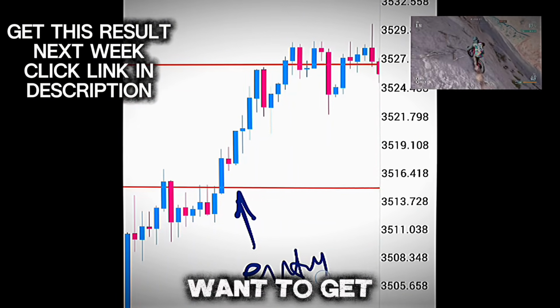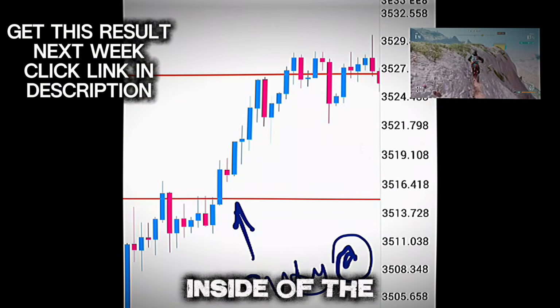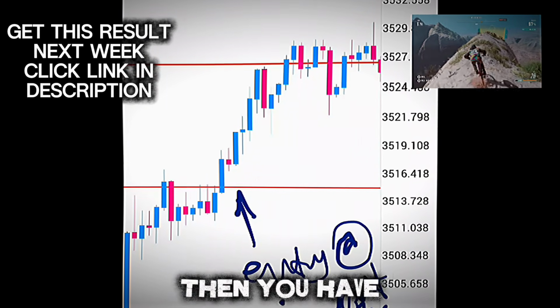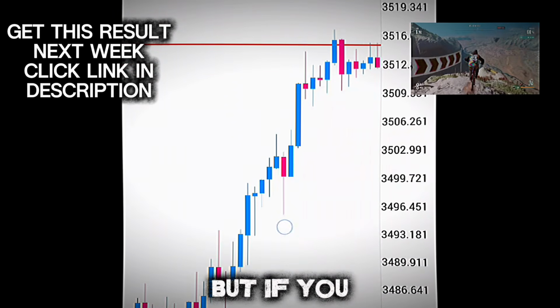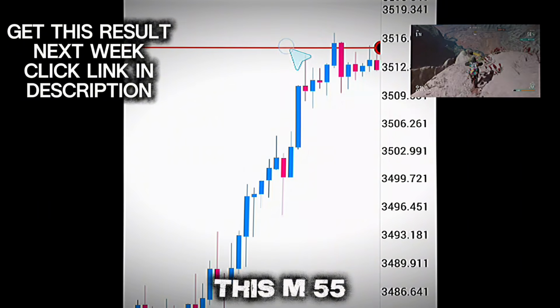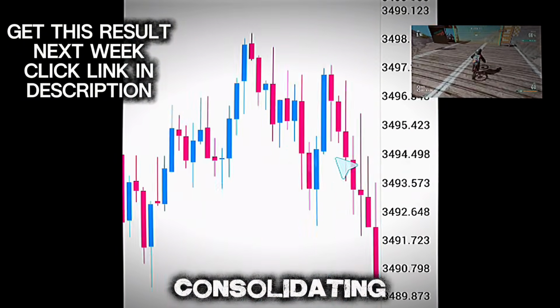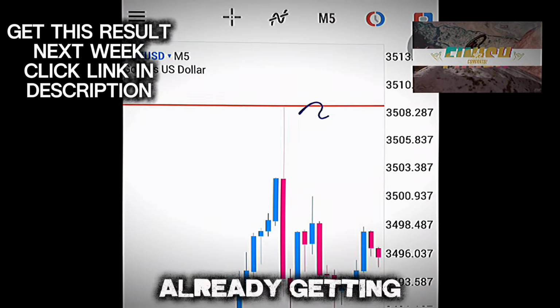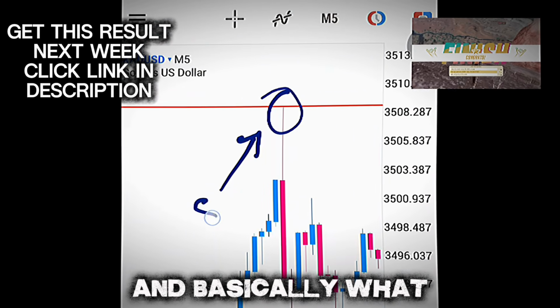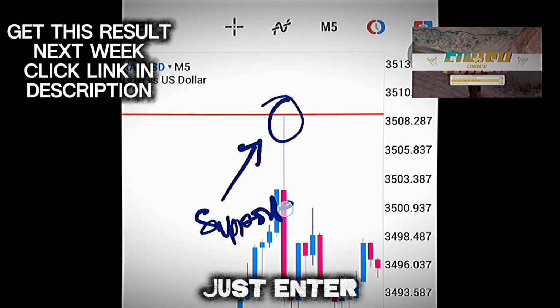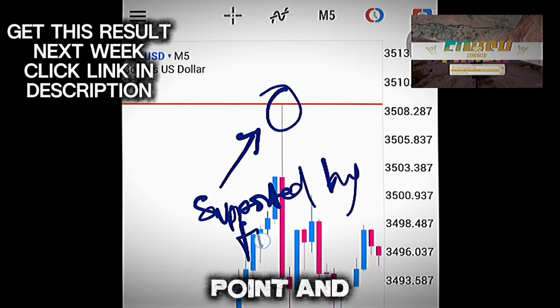But if you want to get entries inside of the consolidation, then you have to go to lower time frame. But if you are good with this 5-minute entry, you can just enter at that breakout there. When price is consolidating, you see that the line is already getting much steeper, and basically what you want to do is just enter at the lowest point and you are good.